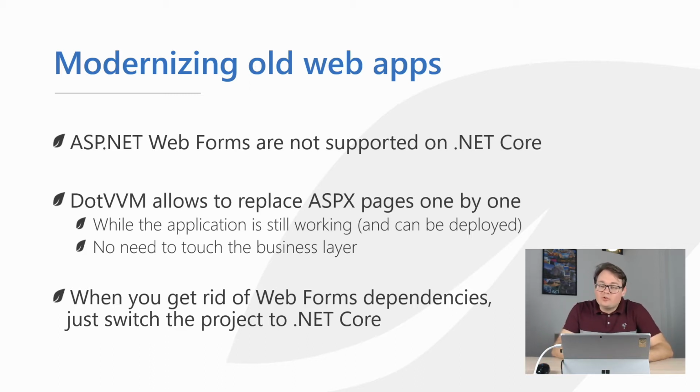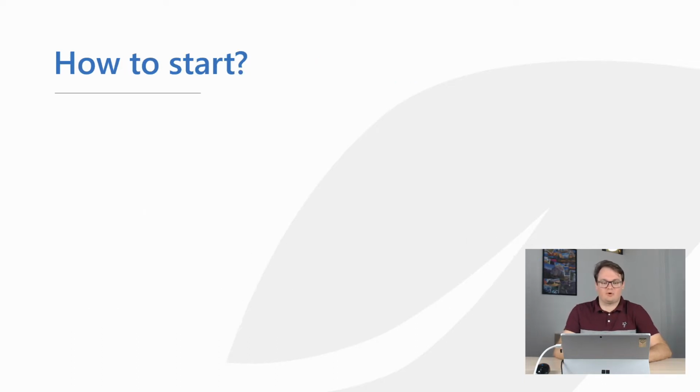And when you get rid of all Web Forms dependencies, which means you cannot use the System.Web namespace anywhere, so you have to replace all those things, but the rest can stay as is. So you can then just switch to .NET Core, because .vvm syntax is the same on .NET Framework and .NET Core. So more about this tomorrow, I promise.